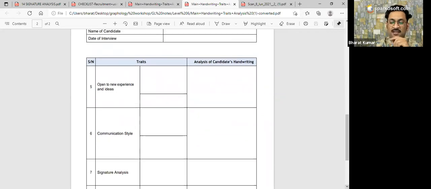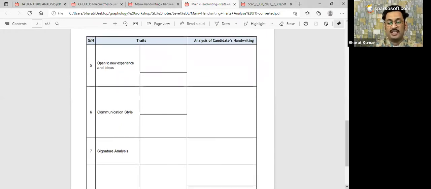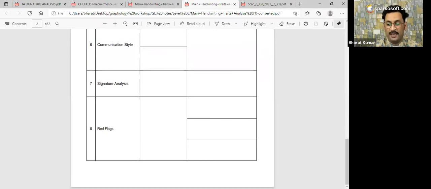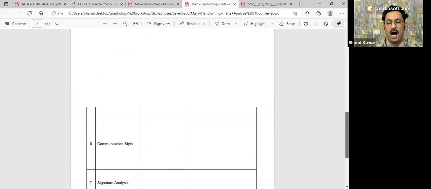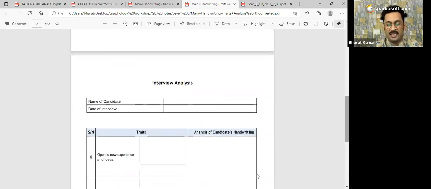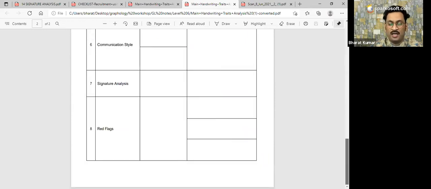You have to check the communication style of your client. That is very, very important, extremely important. Then signature analysis and red flags, meaning the negative points. Using this sheet, you can analyze a signature completely. At the end of this sheet, you can give your remark on whether the person is the best fit for the job or not. This is a very, very important tool.